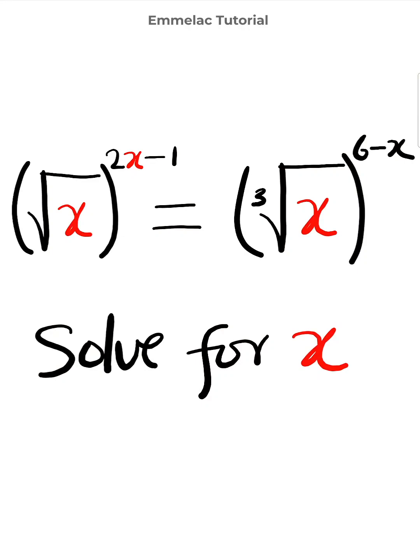Now let us look at this interesting exponential radical equation. It reads: the square root of x, all raised to 2x minus 1, equals the cube root of x, all raised to 6 minus x. We are requested to solve for x.